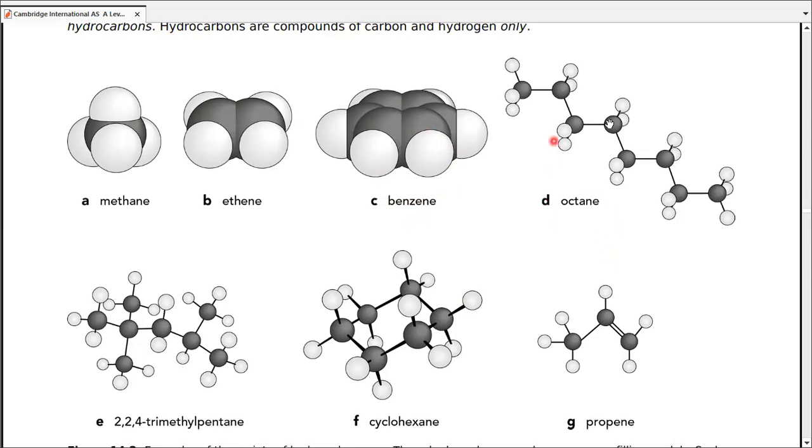Okay, moving on, octane. This is another simple alkane, but they are going to give you an idea that the chains can be longer and they just don't have to be represented like this. They can be represented with stick model as well.